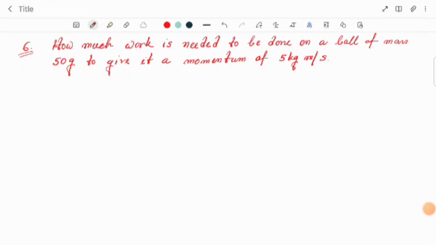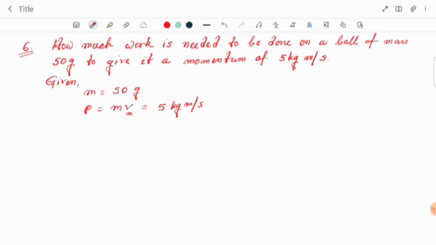So what is given, first we have to write. Given: m equal to 50 gram, and they have given the momentum p equal to mv equal to 5 kg meter per second. So first we have to calculate the v, then we can calculate with respect to the half mv square.